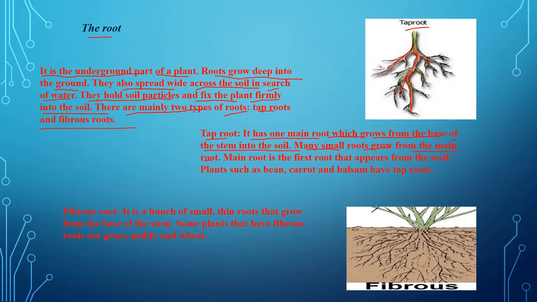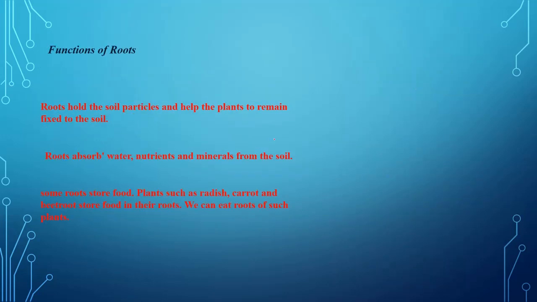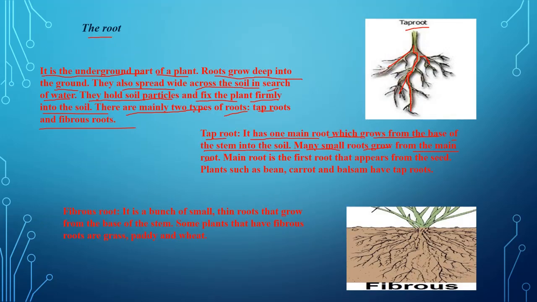Small roots will grow from the main root. The main root is the first root that appears from the seed. Only the main root will first appear from the seed.